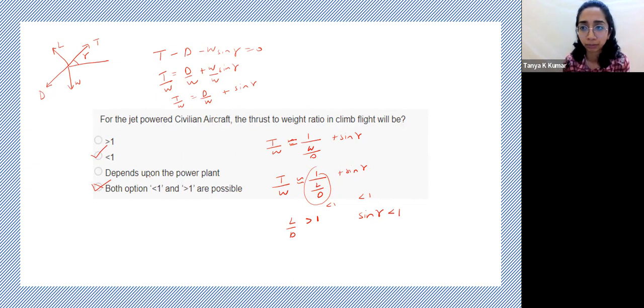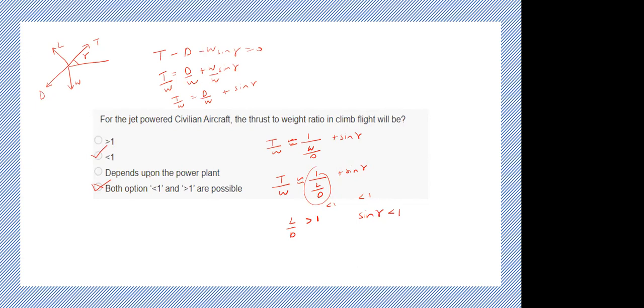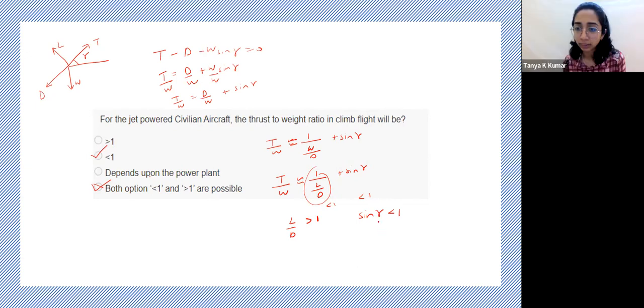Flight path angle gamma. What is the question? So I said that this gamma angle, the flight path angle, is very, very small for a civilian aircraft, whereas for a fighter aircraft, it's almost always large values, right? It can have vertical takeoff.